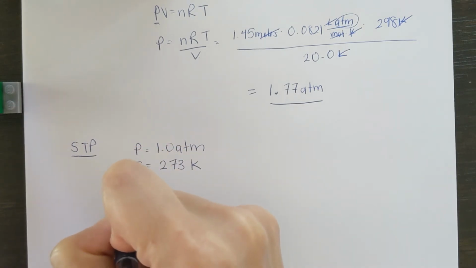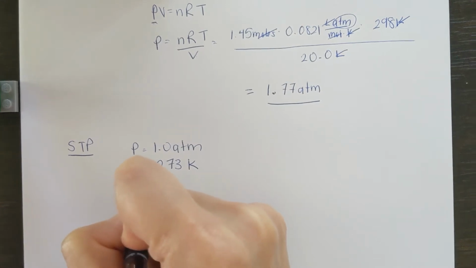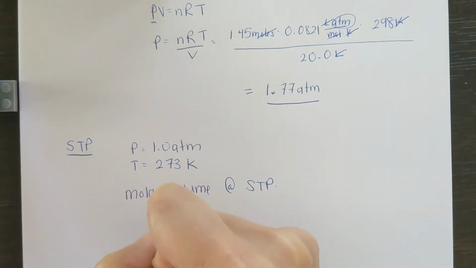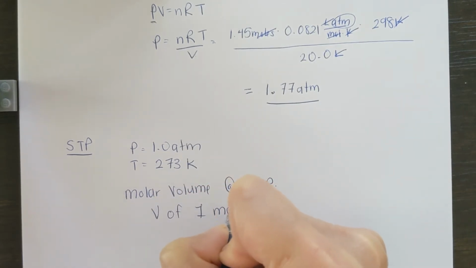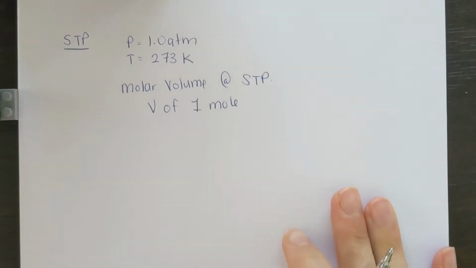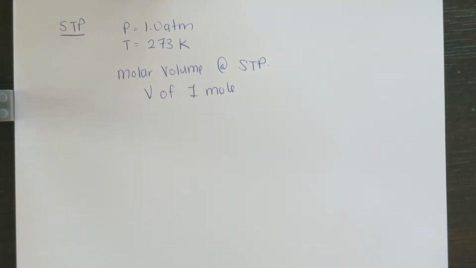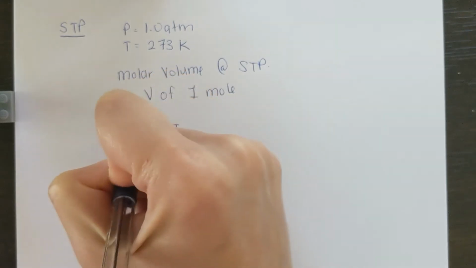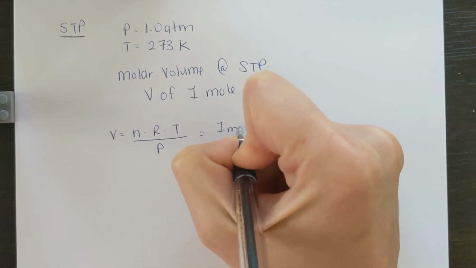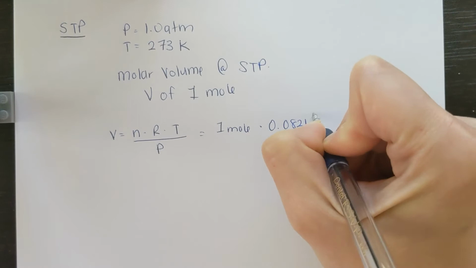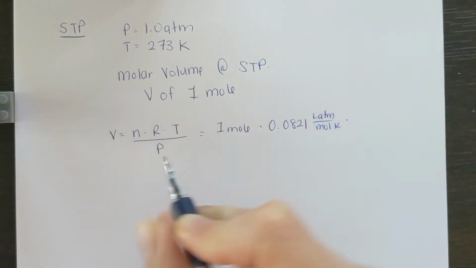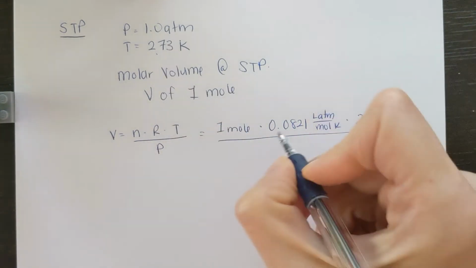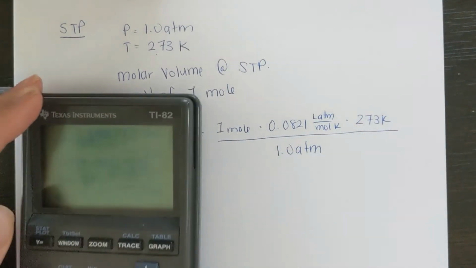At STP, we like to have a relationship between moles and volume called the molar volume at STP. This is the volume of exactly 1 mole of gas. So we're going to solve the ideal gas law looking at STP conditions with exactly 1 mole of gas. The volume of the gas equals nRT over P. So exactly 1 mole of gas times 0.0821 liter atmospheres per mole Kelvin times our STP temperature of 273, all divided by our standard pressure of 1 atmosphere.